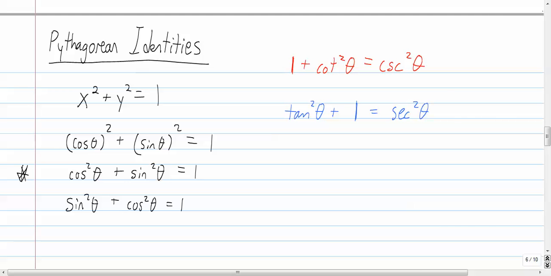These identities could also be used to work out problems like we've previously worked out.